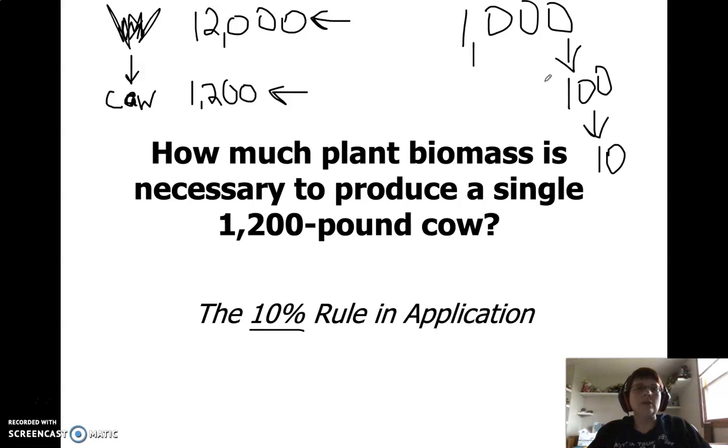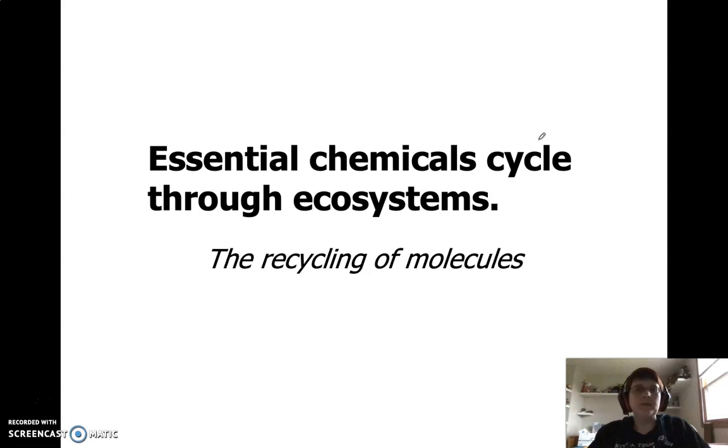But if we don't feed the plants to the cows, in theory, we could instead feed those plants straight to humans and feed 100 humans instead. So we could feed more people if we eat plants rather than if we eat meat. So that's the 10% rule in application.